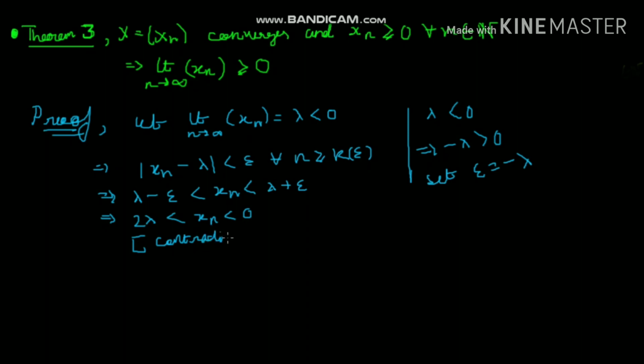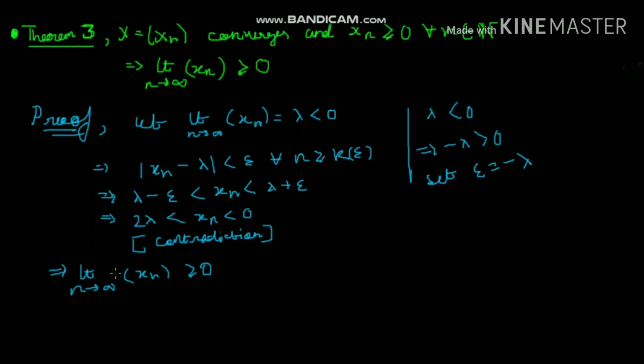But this is a contradiction since x of n is always greater than or equal to 0, and over here we find that x of n is less than 0 for all n greater than or equal to k of epsilon, when epsilon equals minus lambda. Hence our assumption was wrong and we need to write that limit as n tends to infinity of x of n is greater than or equal to 0.